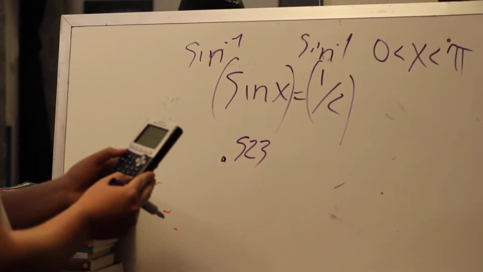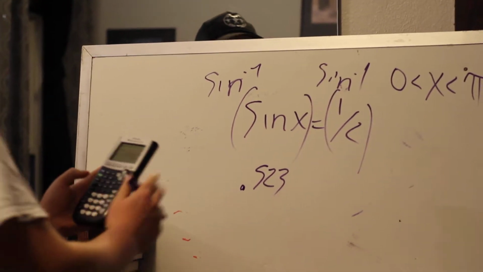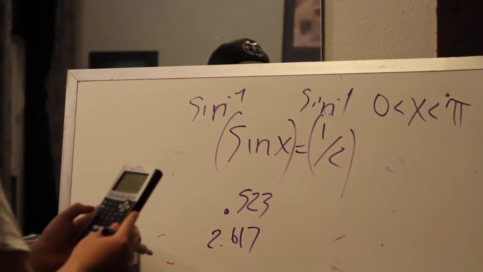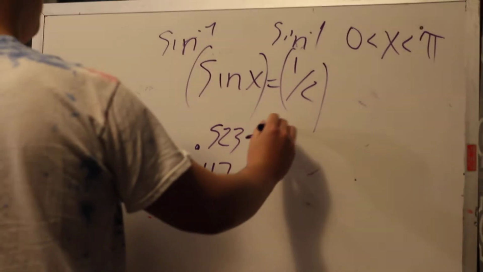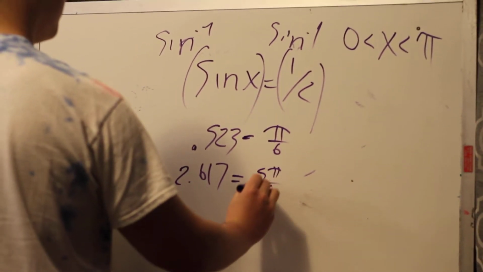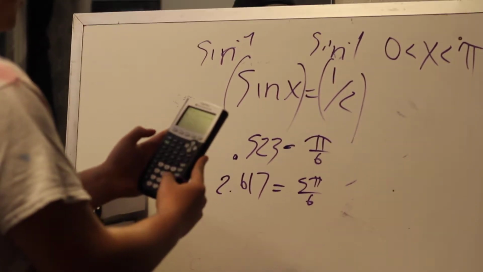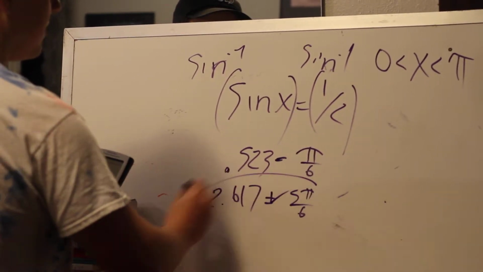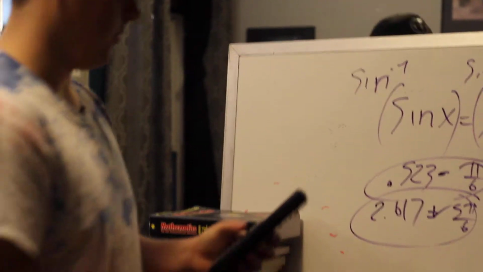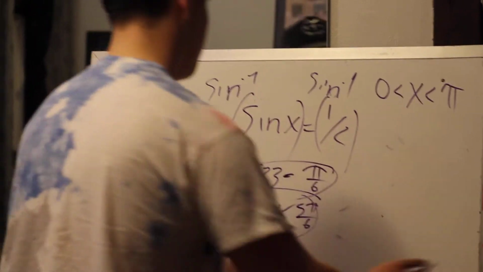Now, if we take pi minus 0.523, we get 2.617, give or take. The first should equal pi over 6, and this should equal 5 pi over 6. If we plug 5 pi over 6 into our calculator, we'll see that we do in fact get this answer, and the same thing for here. This is just a good way to check our answers using our calculator. Moving on to problem 2.